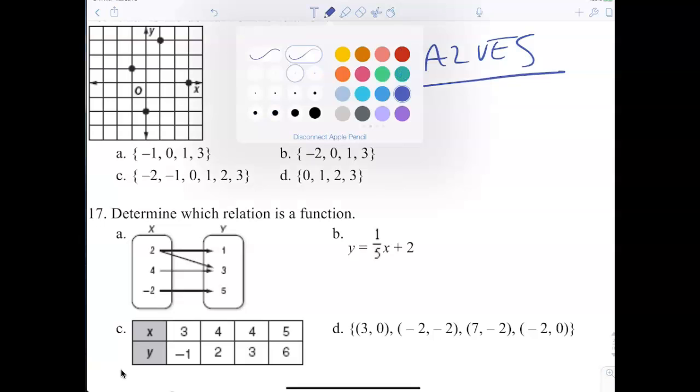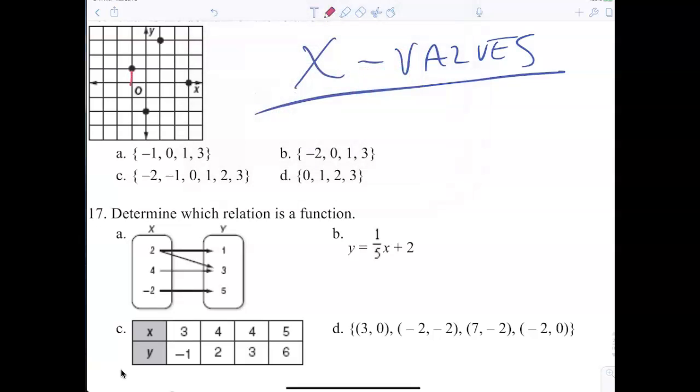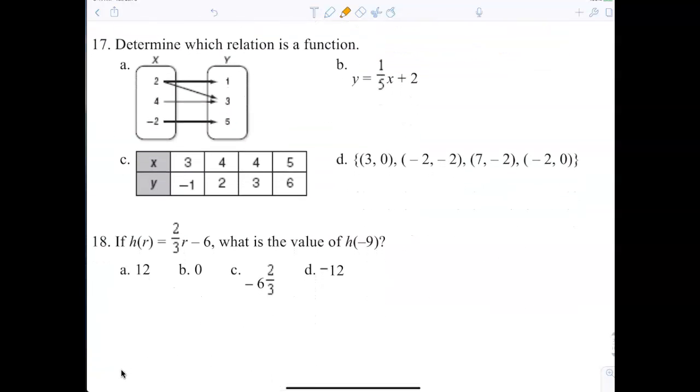Right. So what I always try to tell kids is go down that X value, that X value, that X value, and that X value. So the X value is -1, 0, 1, and 3. Anybody have any issues with that? All right, that's good. Determine which relation is a function.